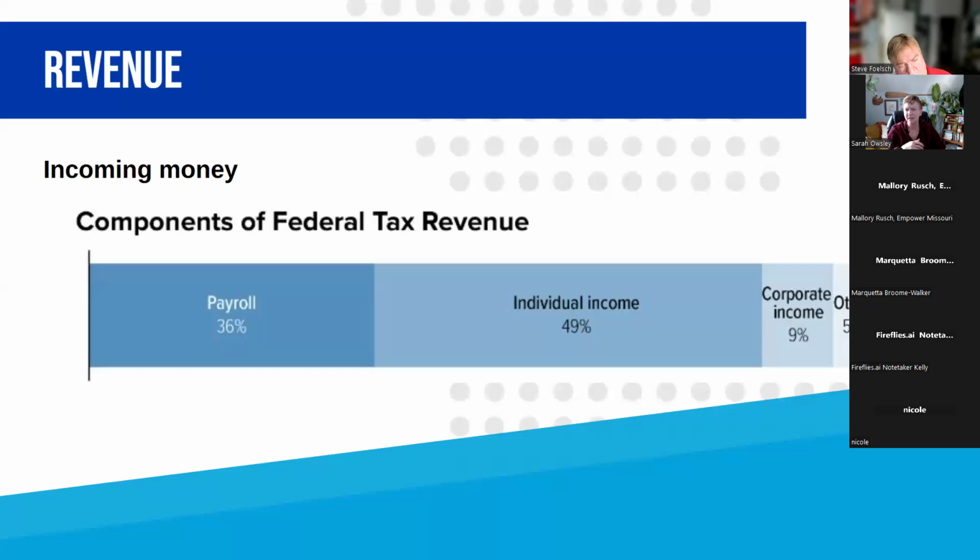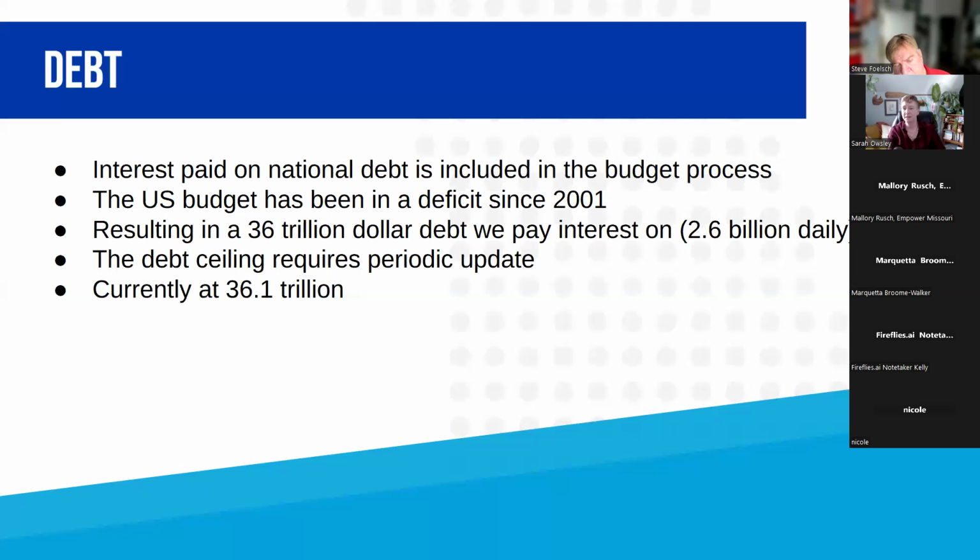I think lots of folks, when they look at this, might have different things that feel surprising to them. For me, certainly corporate income only being 9% felt really surprising because big corporations make a lot more money than I do. So why am I paying so much more substantially into the revenue of our country than they are? You can kind of take your own feelings as a result. Think about that for your own self.